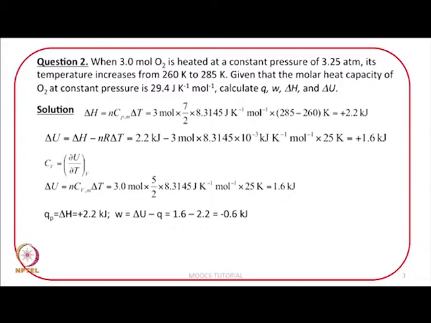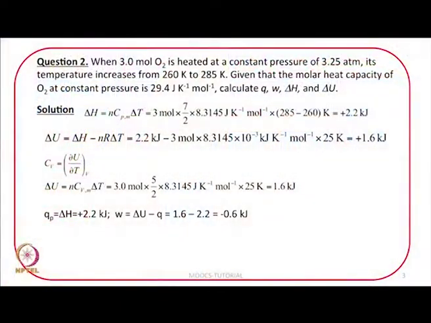Now, Q is equal to plus 2.2 kilojoule, that we have already discussed, because it is a constant pressure process. So, all the heat which is supplied at constant pressure is equal to delta H, and the value of work can be obtained by using the first law, that is delta U is equal to Q plus W, and as seen on the slide, W is equal to delta U minus Q, which is equal to 1.6 minus 2.2, which is equal to minus 0.6 kilojoule.